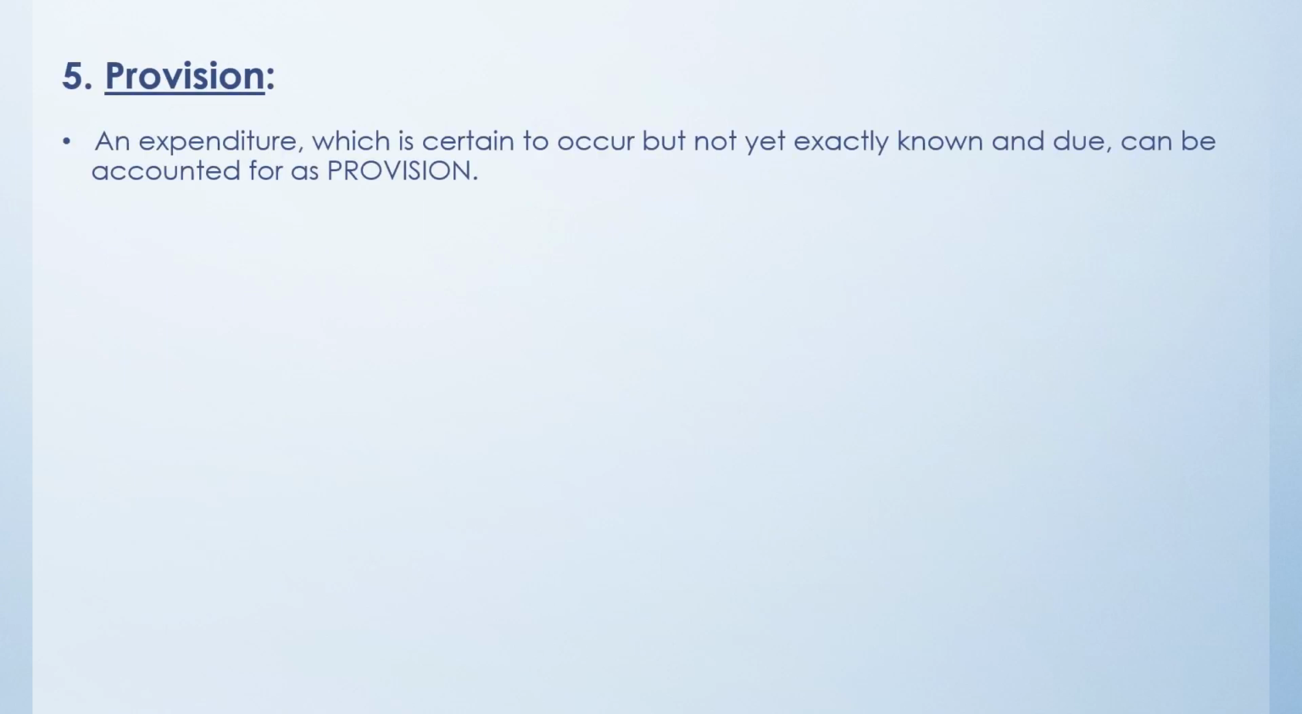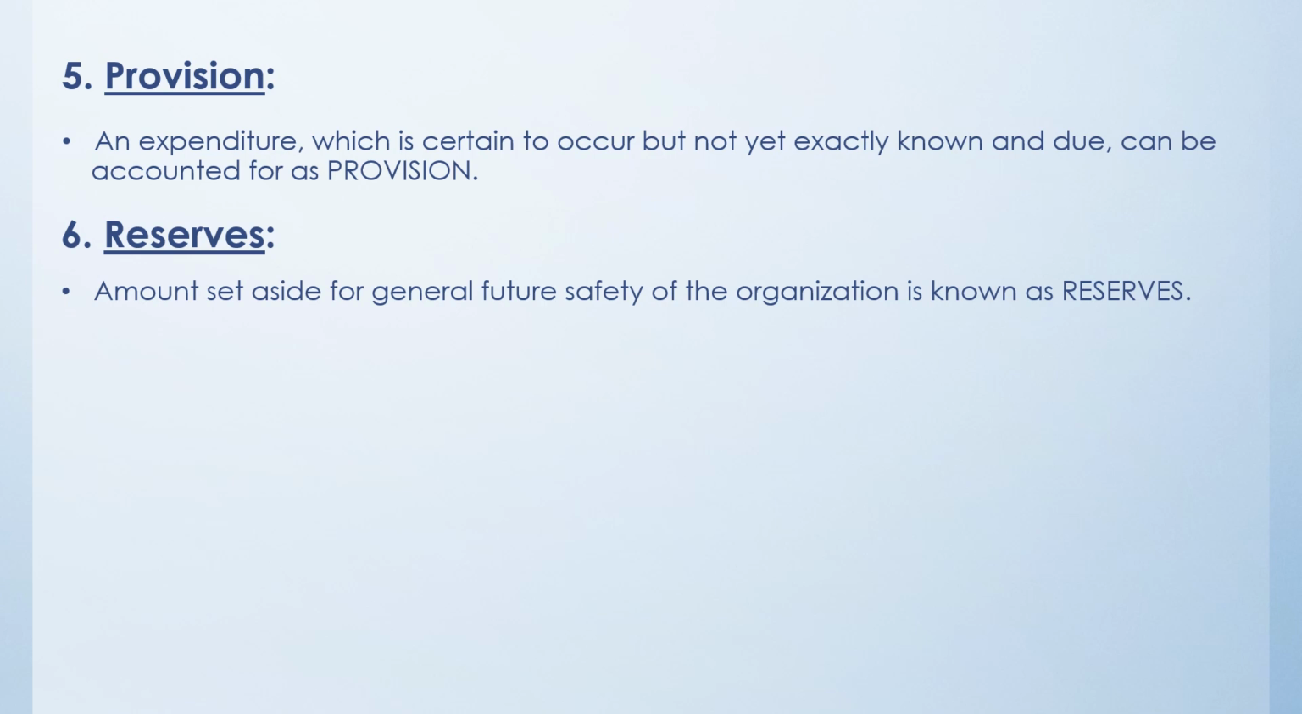Moving on to the next definition, which is provision. So an expenditure which is certain to occur but not yet exactly known and due can be accounted for as provision, like a car that has been given for a repair or a bonus that has to be paid. Reserves. From a net profit of a business, the amount set aside for general future safety of an organization is known as reserves. It is set aside only from profits.